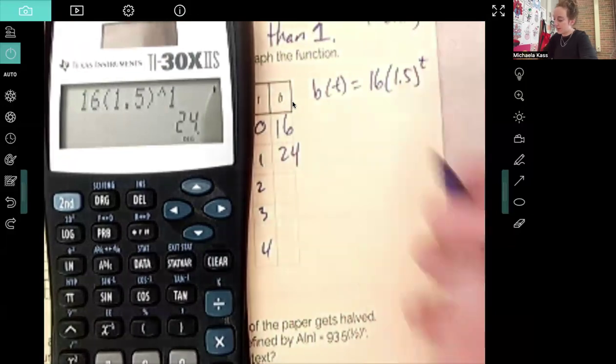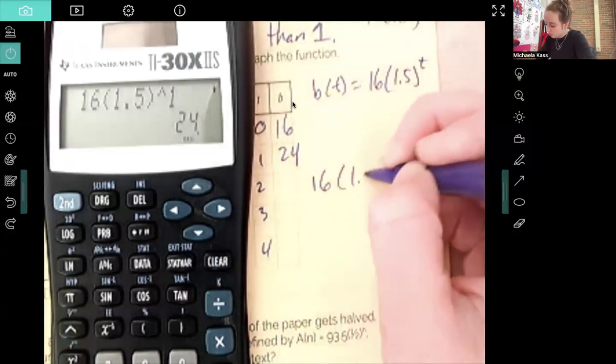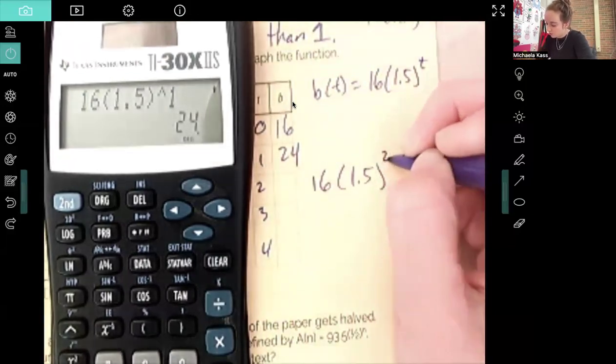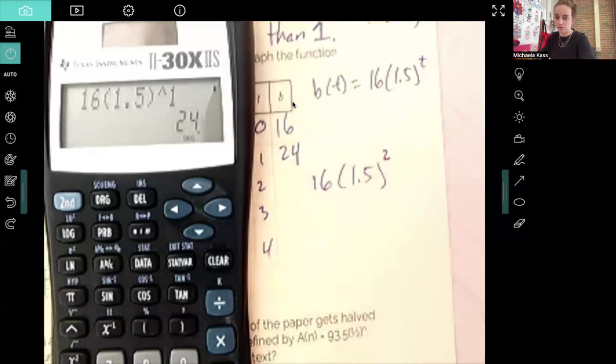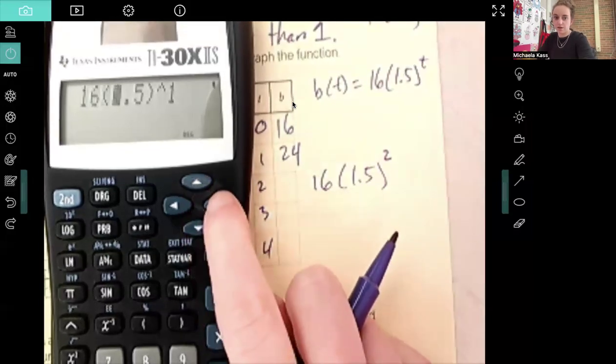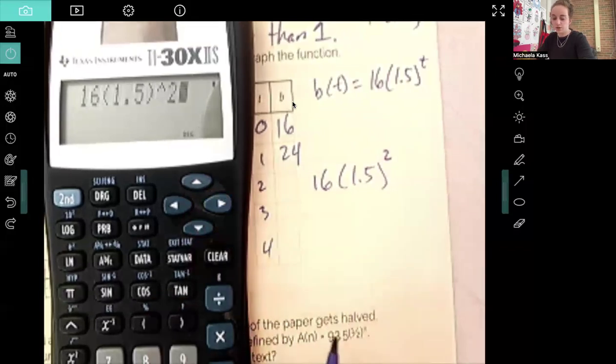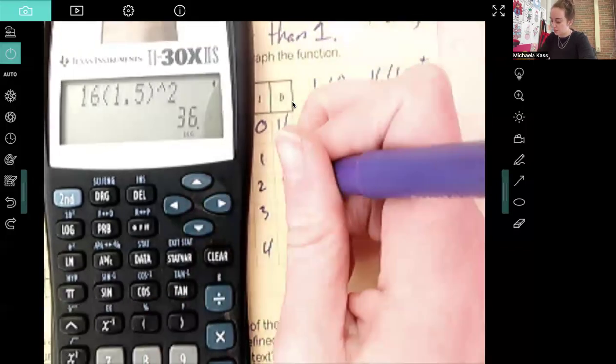Okay, now I'm going to do it again. 16 parentheses 1.5 to the power of 2 this time, right? Because I'm plugging in 2. So I'm just going to go ahead and change this to a 2. Push enter, I get 36.